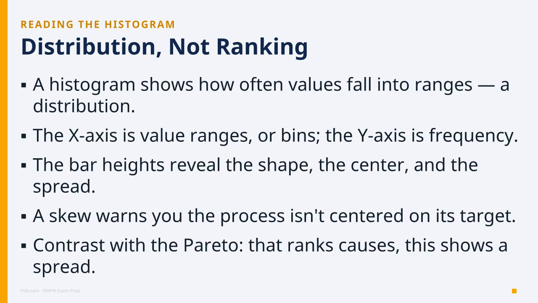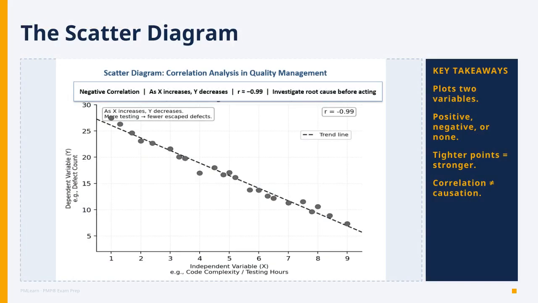And here's the contrast the exam leans on. The bars in a Pareto are ranked, biggest to smallest, and they represent categories of causes. The bars in a histogram are ordered by value along a number line, and they represent a distribution. Same bar shape, totally different meaning. Pareto ranks causes, histogram shows a spread. Don't mix them up. The scatter diagram and its question is about relationships between two things.